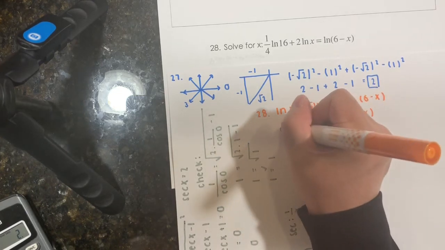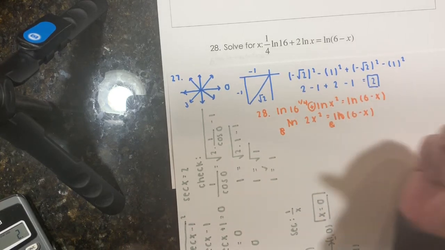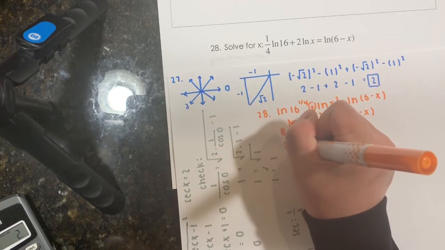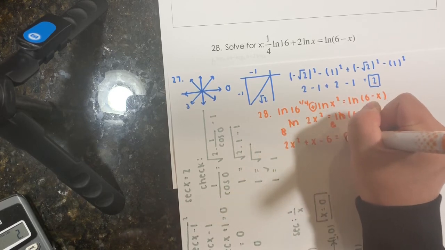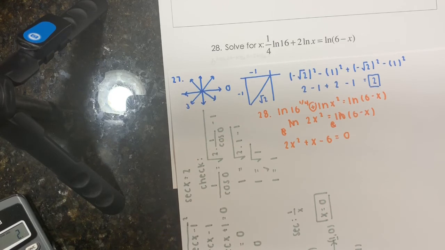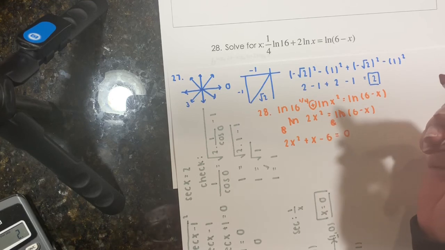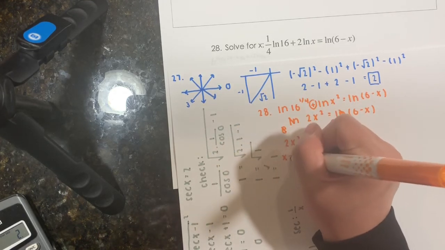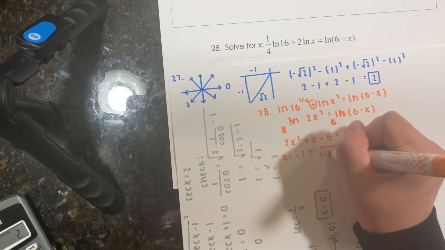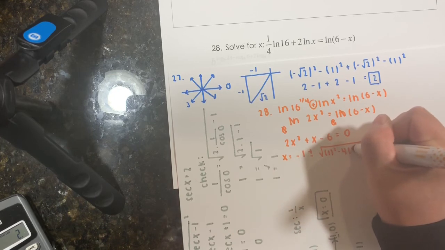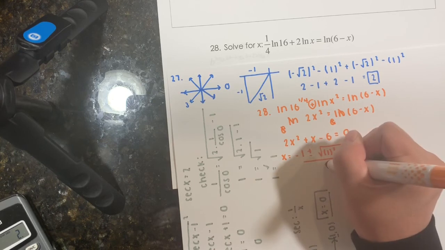Now to get rid of the ln, I'm going to raise both sides to the power of e and set this equal to 0. So this will be 2x squared plus x minus 6 equals 0. Let's do the quadratic formula. So x is equal to negative b plus or minus the square root of b squared minus 4 times a times c, all over 2 times a.